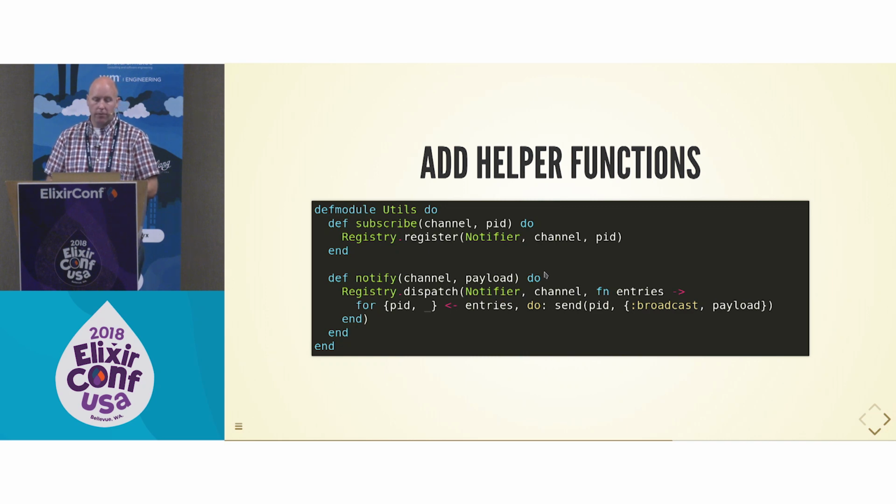Next, we're going to create a notify function. We're going to pass in that key, the channel, and a payload. And for each key in that registry, we're going to dispatch a command. We're going to extract the PID from each entry, and we're going to send a message to that PID. It's going to be a broadcast message with the payload. This function is actually lifted directly from the documentation for the registry. You can find that online.